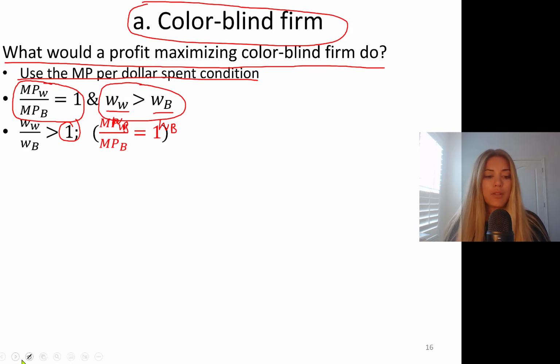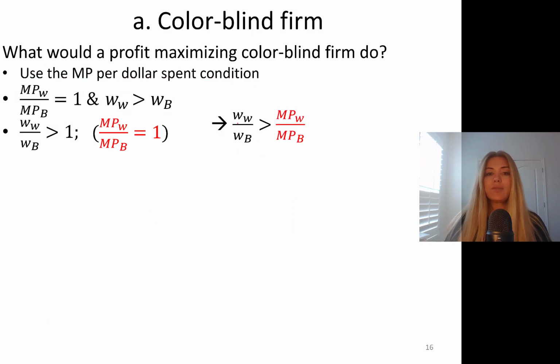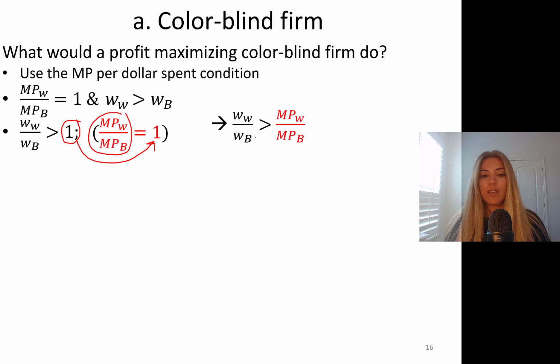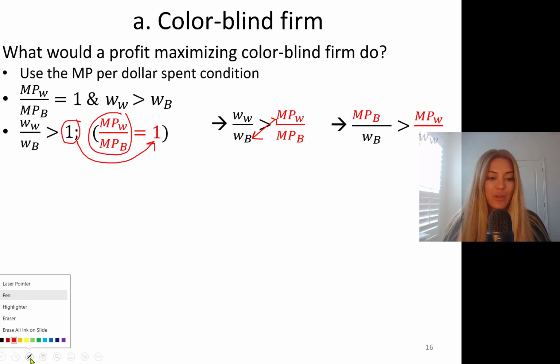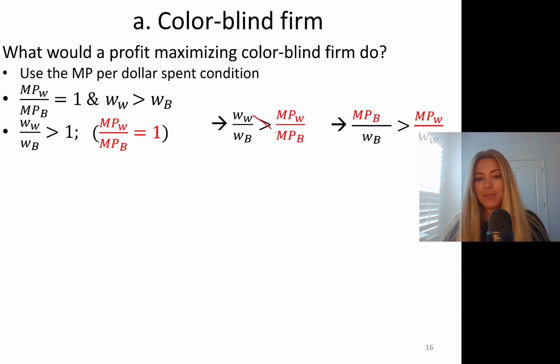I know that the marginal product ratio of white and black workers is 1. And I know this wage ratio is greater than 1. So whenever you see 1, just put this in. So the white to black wage ratio is greater than the marginal product of white to black workers. Just change the places of these two terms. What I did was change the place of those two terms, so it doesn't matter.